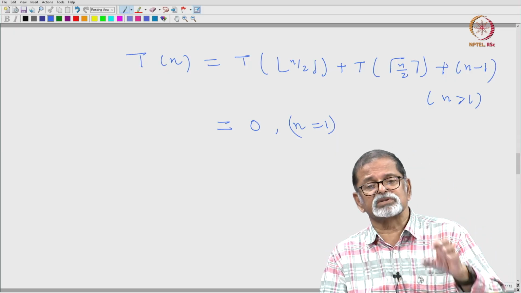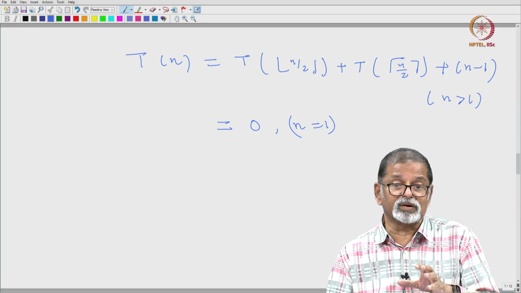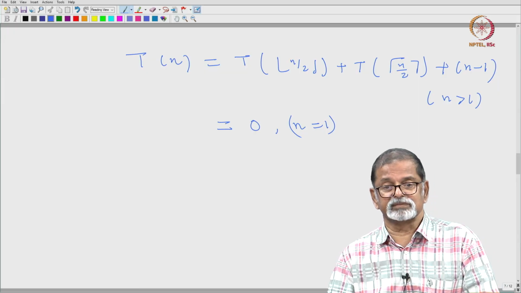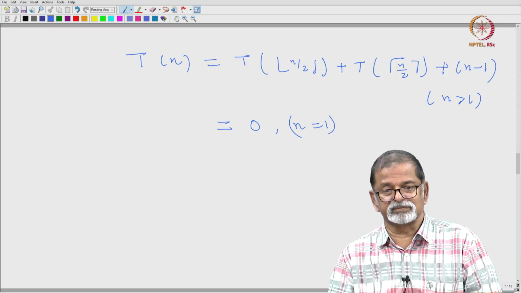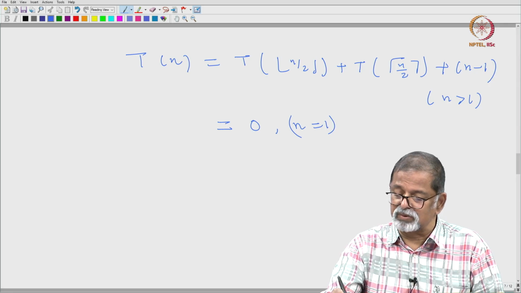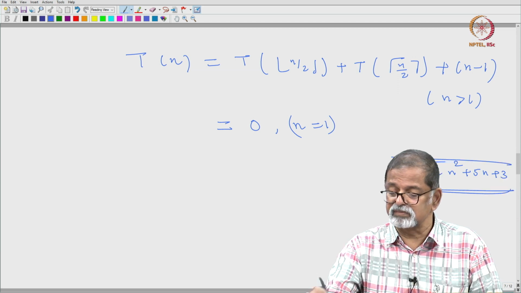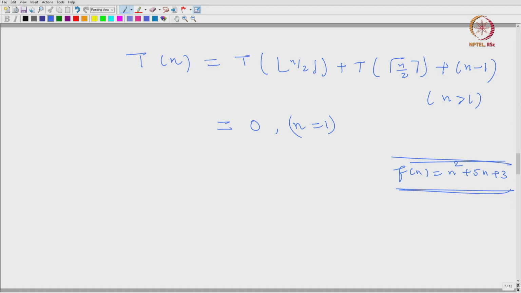So, T of n denotes the worst case complexity function, but it is in recursive form. We want T of n in closed form. Closed form means a direct formula of n, right. A function like f of n equal to n square plus 5n plus 3, this is in closed form. The value of f on any integer can be directly computed by substituting the value in that formula. You can't do that here. For any recursive one, you have to keep recursing, and then only you can find a formula.